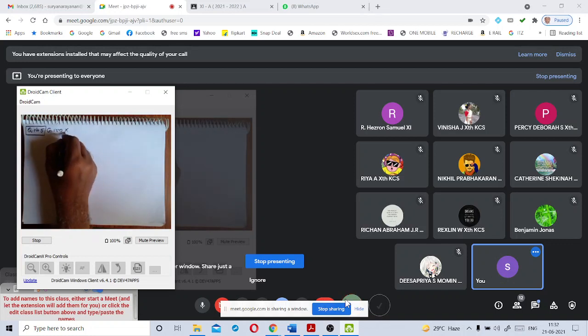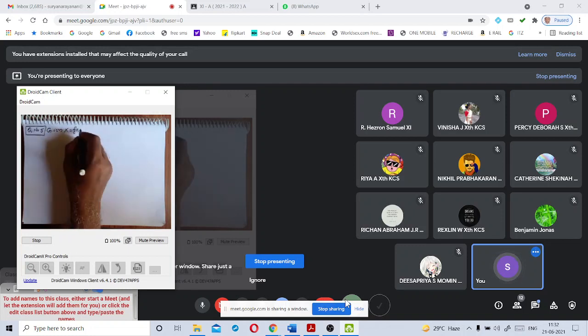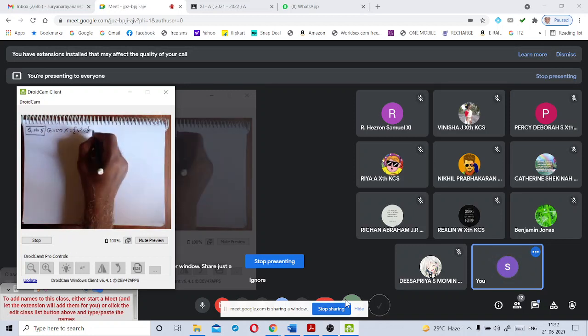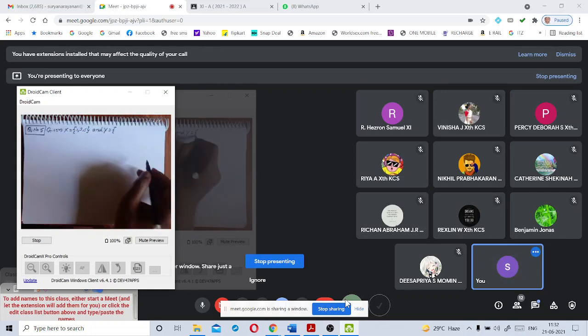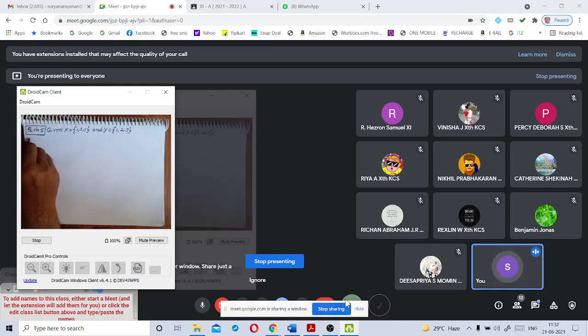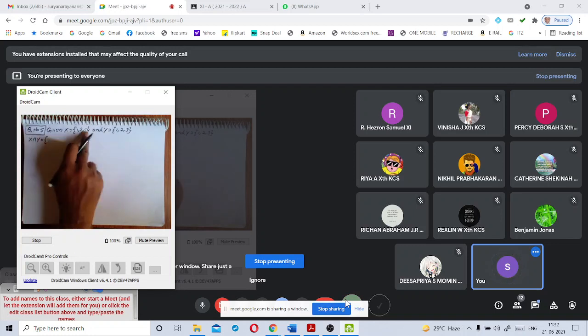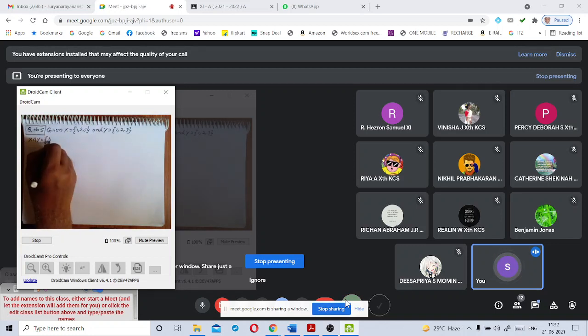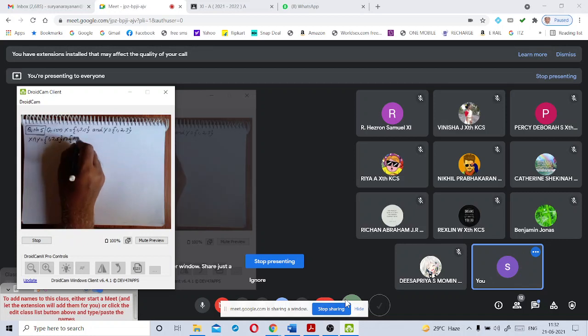X is equal to set 1, 3, 5 and Y is equal to set 1, 2, 3. Now we have to find the intersection of these two sets. First of all, we write the elements of the first set, set 1, 3, 5, then the intersection symbol, and we write the second set elements, set 1, 2, 3.